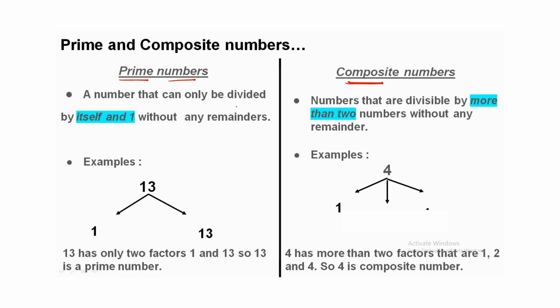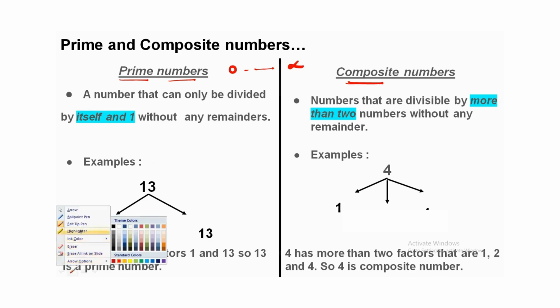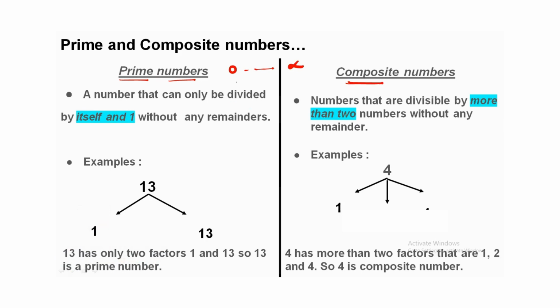So what are prime numbers? You all know that numbers that start from zero and go till infinity are known as whole numbers. And the numbers that start from one and go till infinity are known as natural numbers. So there are two types of numbers: one is whole numbers, and another is natural numbers. After that, we have prime numbers.